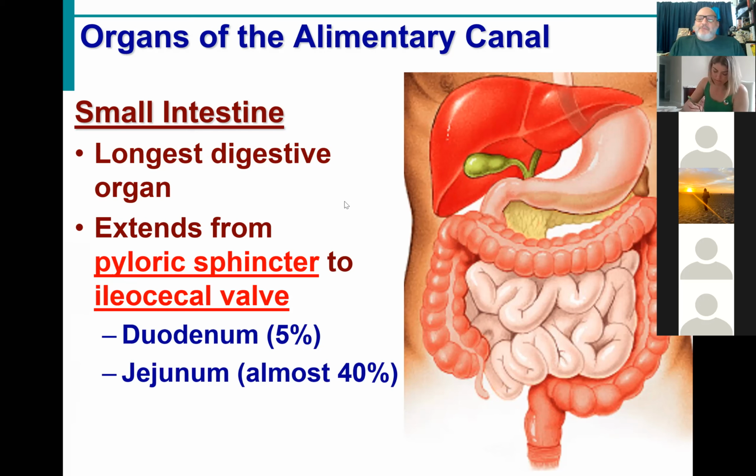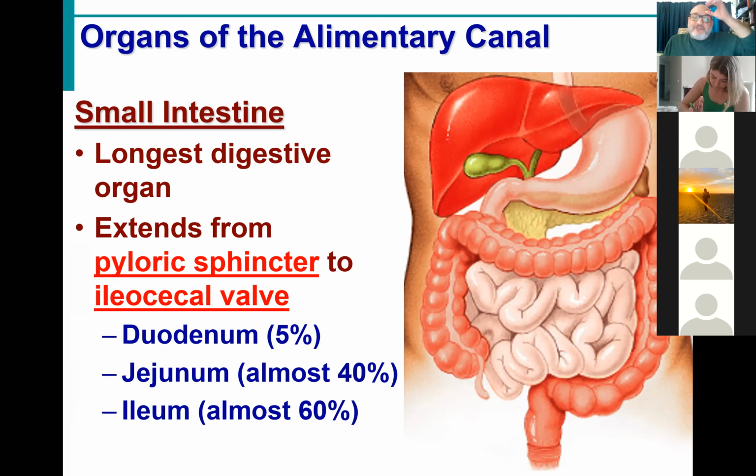The next part, the middle part, is the jejunum, making up almost 40%. And the remaining almost 60% is the ileum. In fact, that's where the ileocecal valve gets its name. The distal part of the small intestine is known as the ileum. The proximal part of the large intestine, this pouch-like region, is called the cecum. So not surprisingly, the ileocecal valve is between the ileum and the cecum. So that makes it easy.